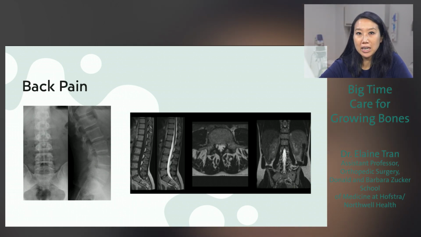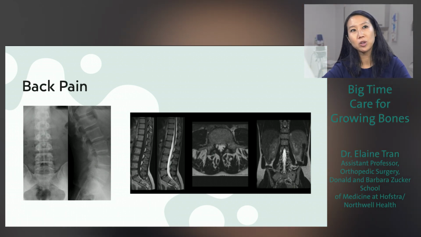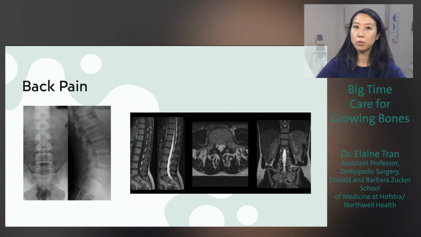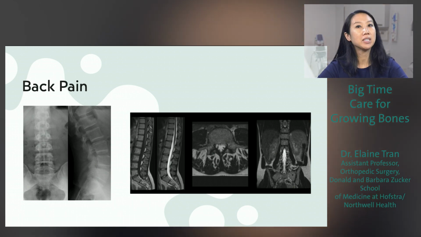Now, if your exam is otherwise normal, your x-rays are normal, and the pain seems to be more muscular in nature, then typically I would recommend physical therapy to work on stretching and strengthening the back, to work on stretching your hamstrings, working on strengthening your core to help support your back. And that would be done first before jumping to an MRI.